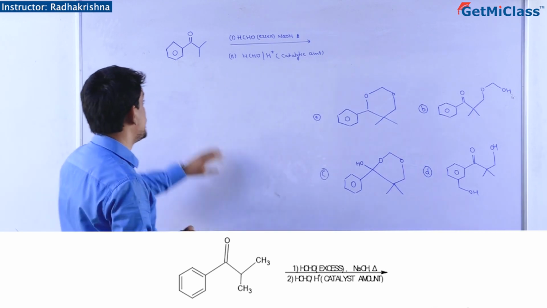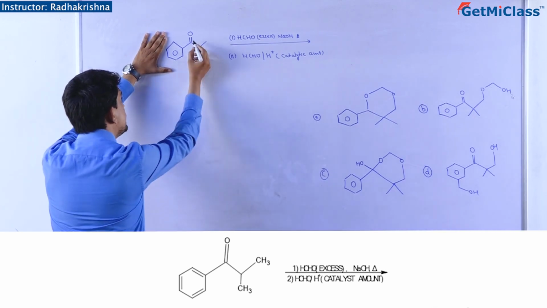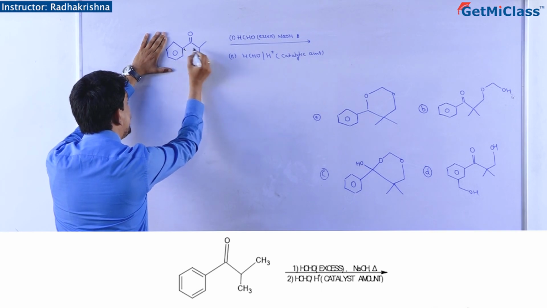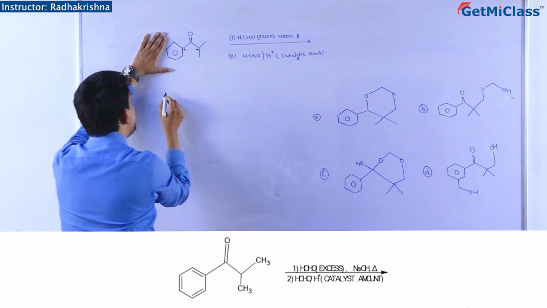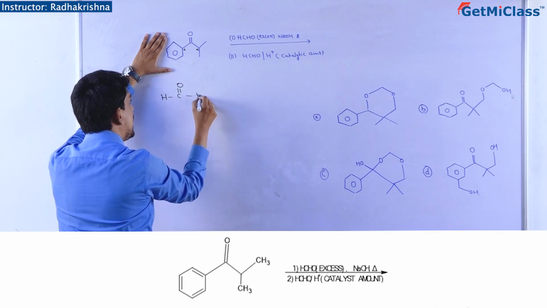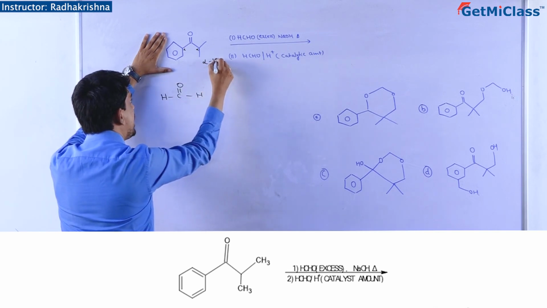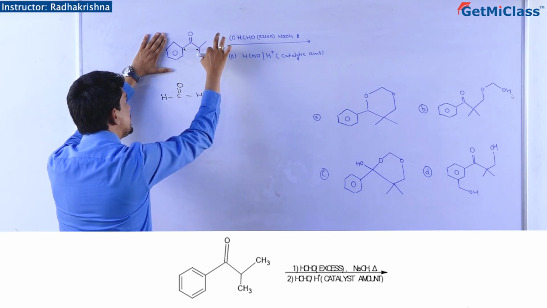Students, look at this question. There is a carbonyl compound I can see. This is carbonyl, right? This is alpha. Even this is alpha. When I see formaldehyde, it is clearly given that it is taken in excess. I know this is containing alpha hydrogen, right? 1, 2, 3, 1H is there.